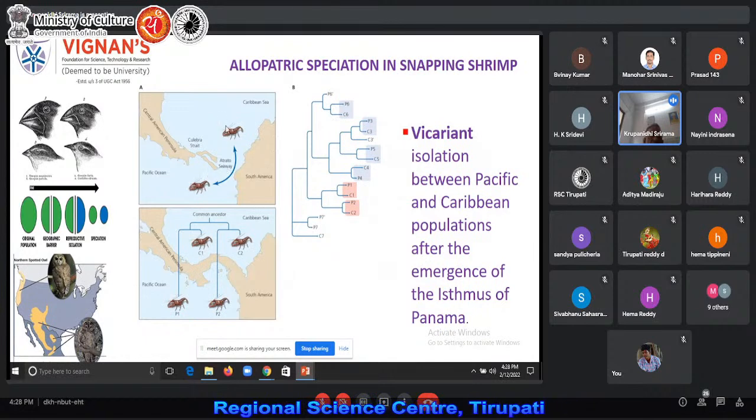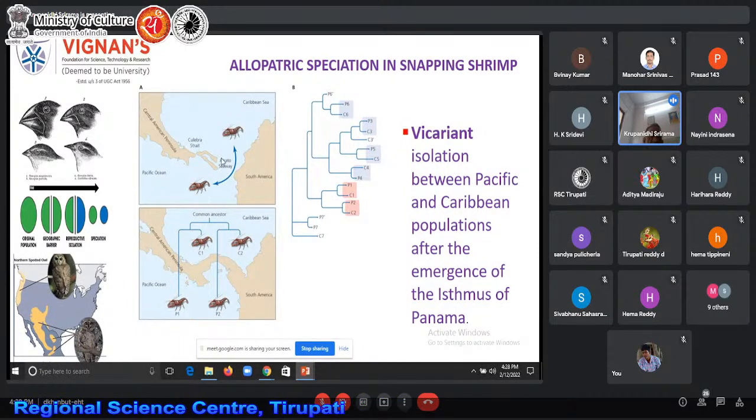So this was the earlier Galapagos Islands before the formation of the Isthmus of Panama. This is the Isthmus of Panama now. So the shrimps were separated by allopatric speciation, and the phylogeny of these shrimps has been worked out.